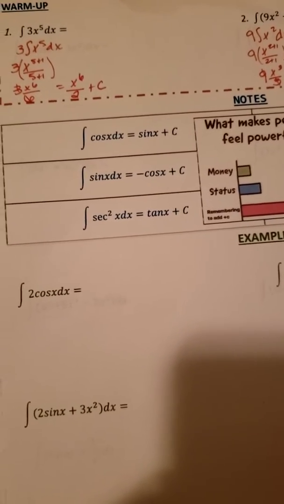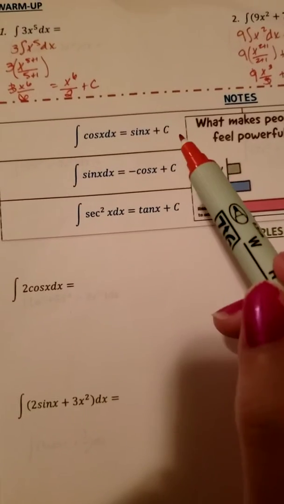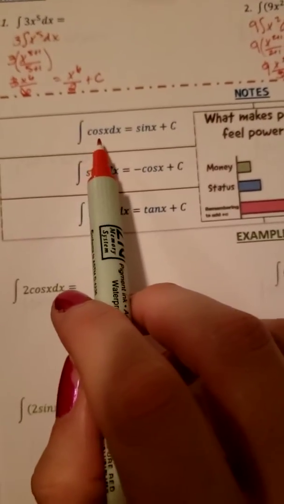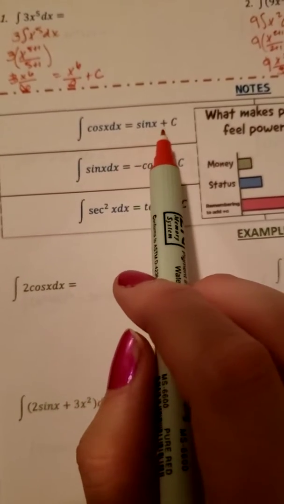Okay, so there are some other integral rules that we need to make sure that we know. So I just wrote them down here. If you take a minute and just copy them down. The integral of cosine x dx is sine x plus c.